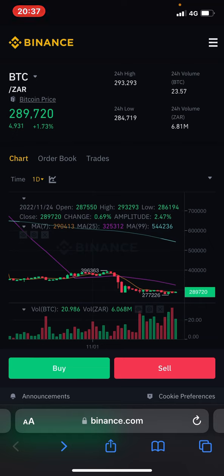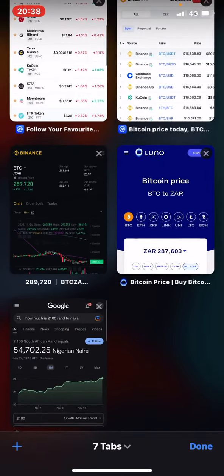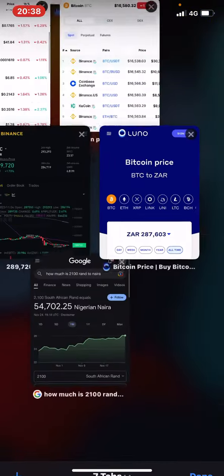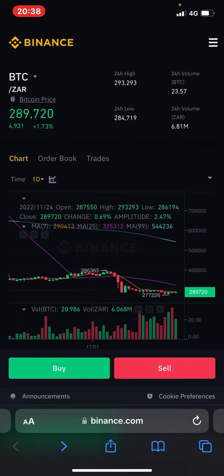not at market price. There is a difference between these two. You need to sell this a little bit above the price, not at market price. So after doing this, you will need to withdraw from Binance to your South African bank account, then make this process again. Deposit to the bank, buy BTC, withdraw it to Binance, sell it on Binance.